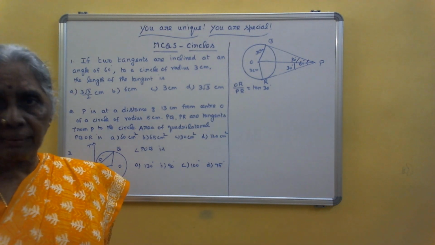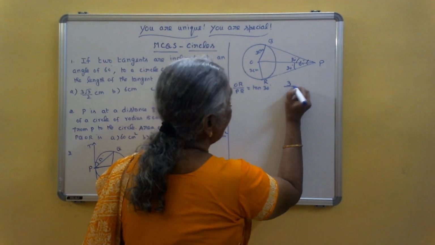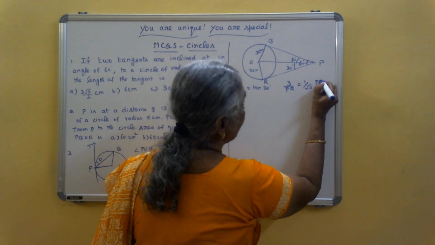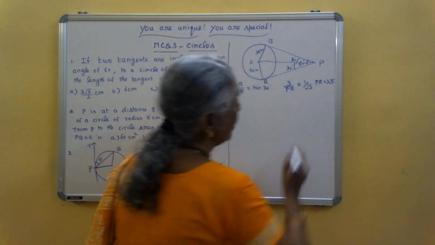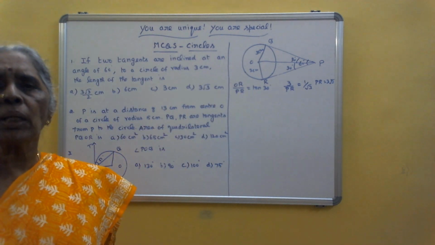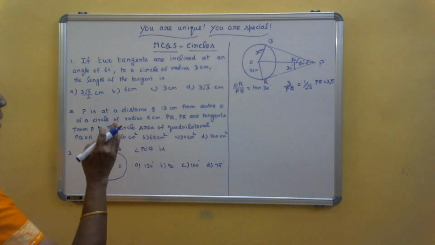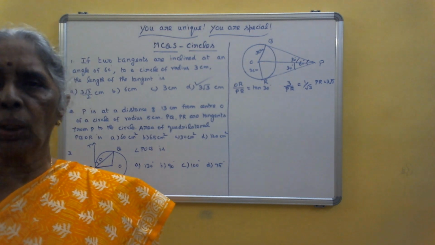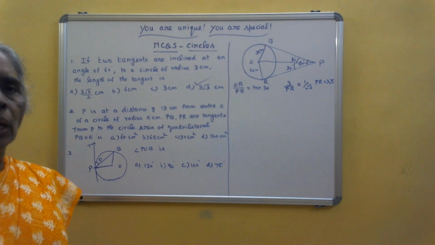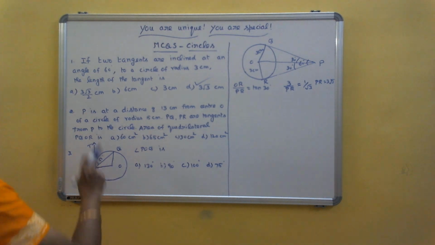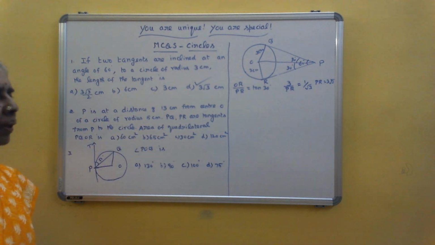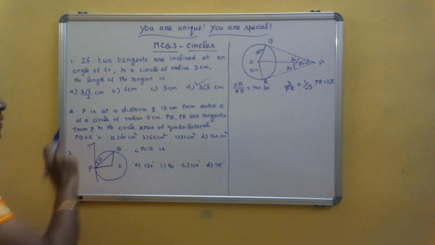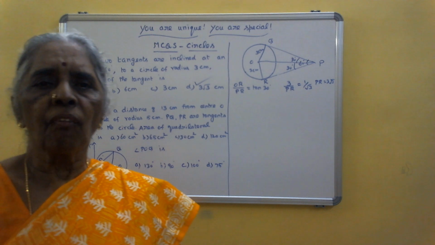What is OR? That is 3 centimeter. So 3 by PR will be 1 by root 3. When you cross multiply, you will get PR is equal to 3 root 3. That will be the length of the tangent. Check the options. So option D is the correct answer. Okay. Let us move on to the second sum. P is at a distance of 30 centimeter from the center O of a circle of radius 5 centimeter.